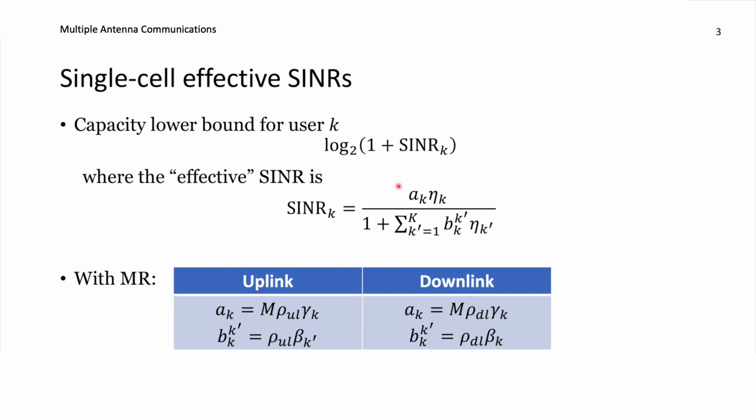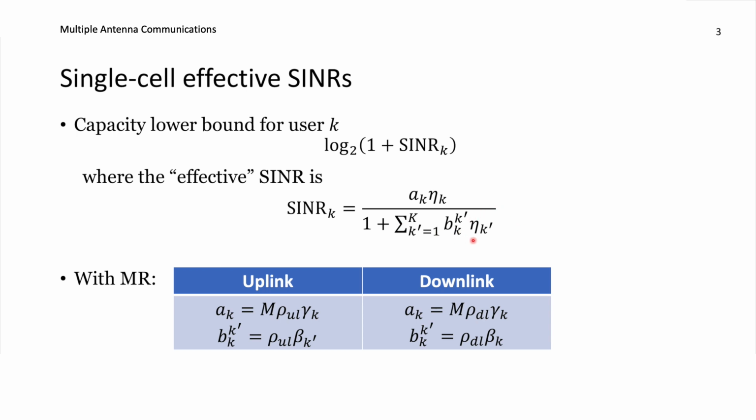then we had some kind of factor in front of it, which in the uplink was M, the number of antennas, times rho uplink, which was the maximum transmit power in the uplink, and gamma k, which was the estimation quality. And then we divide by 1 plus something, so this 1 is a noise variance that is normalized, and this something is interference from all of the other users.